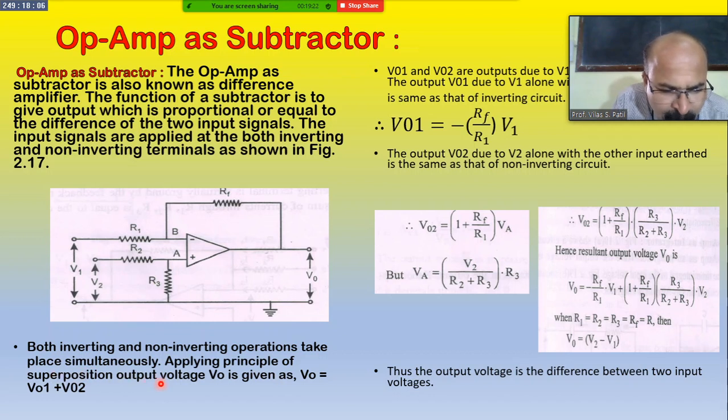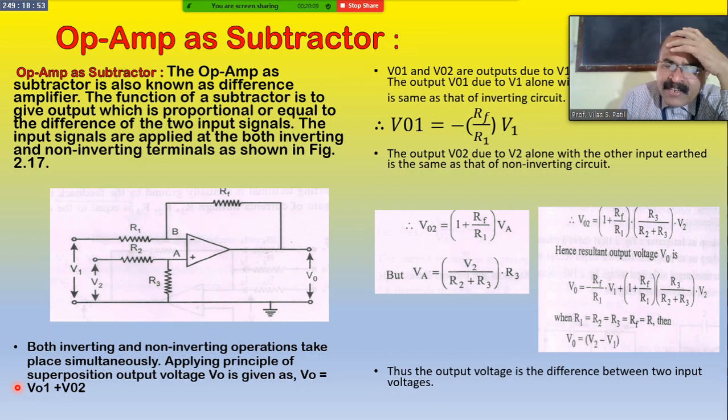Applying the principle of superposition. Here we just apply the superposition theorem, that is, only one input is on and the other is connected to ground. Then take the output. Then consider the first connected to ground and the second on. Then take the output, and if we take the addition of both outputs, we get the application as the subtractor. That is, both inverting and non-inverting operation take place simultaneously.